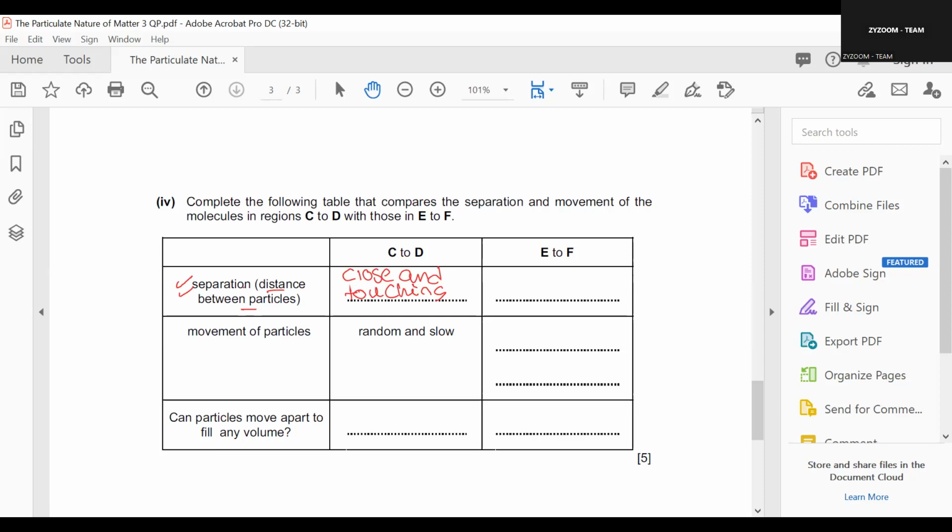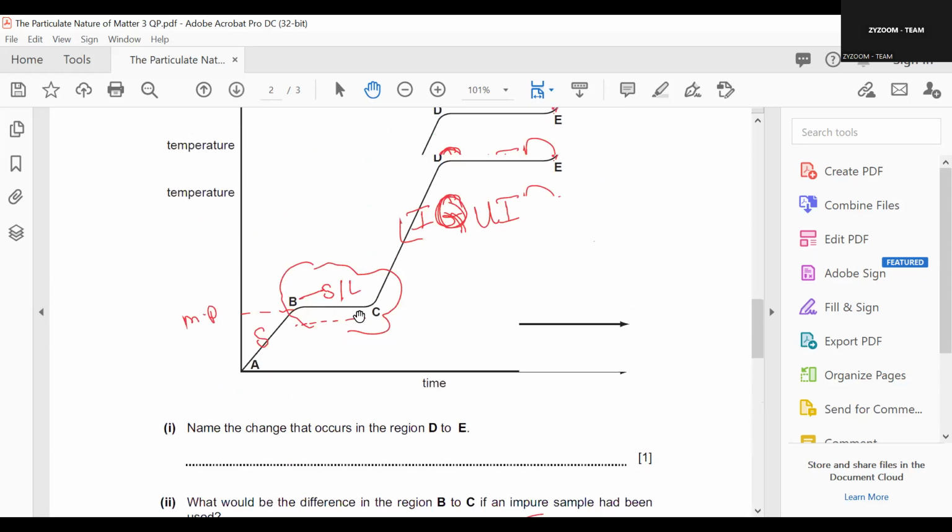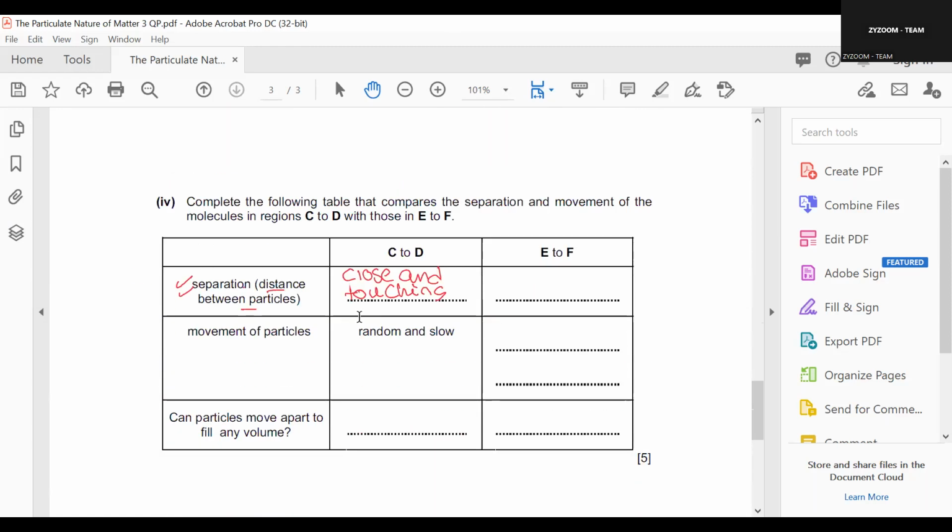Yes, miss. So, Alex, a word might change the whole meaning. If I asked for the arrangements, you would tell me regularly or not regularly arranged. But here I'm asking from E to F. E to F, what state is it? It's a gas and they are far apart from each other. Yes, they're not touching or far apart. Do you understand? By time you will learn to understand the questions, okay?